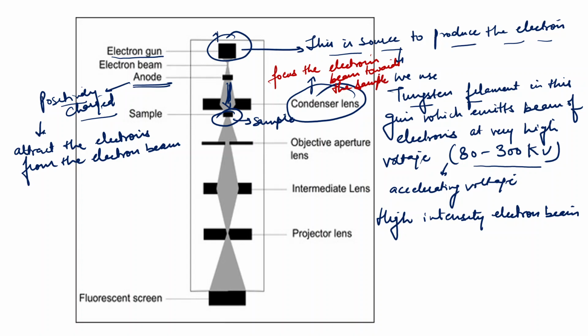And if we compare the condenser lens used in SEM and the condenser lens used in TEM, the number of condenser lenses is much higher in TEM, transmission electron microscopy, as compared to SEM. So the electron beam is more accelerated in this case, and it can easily penetrate this sample.